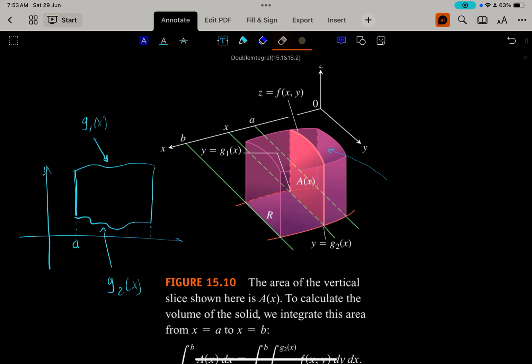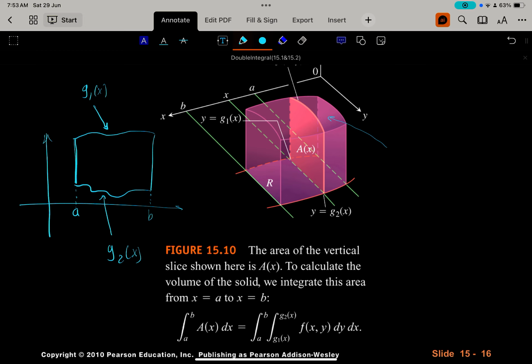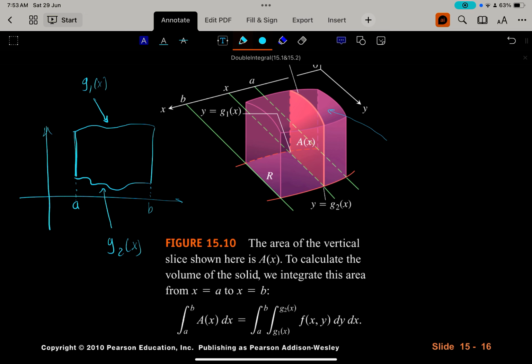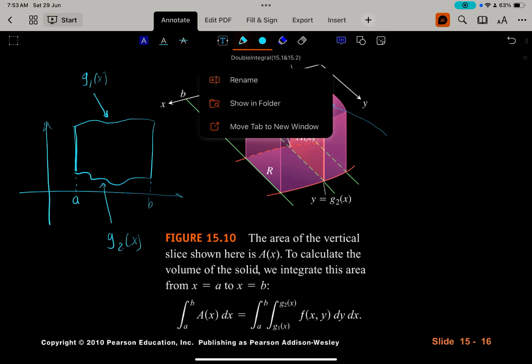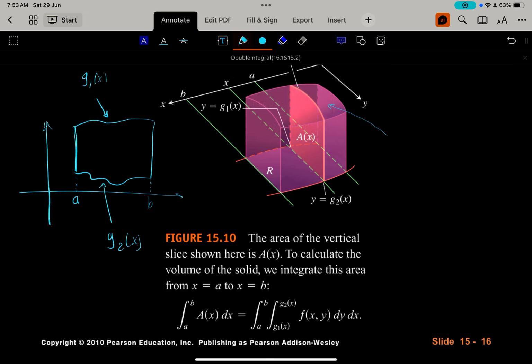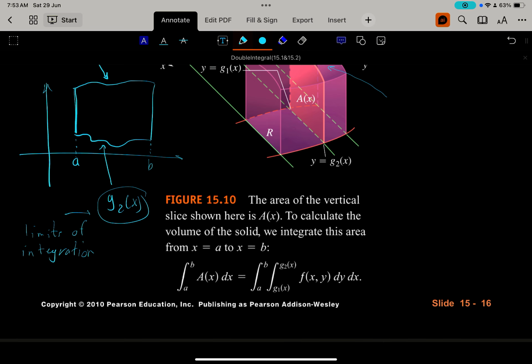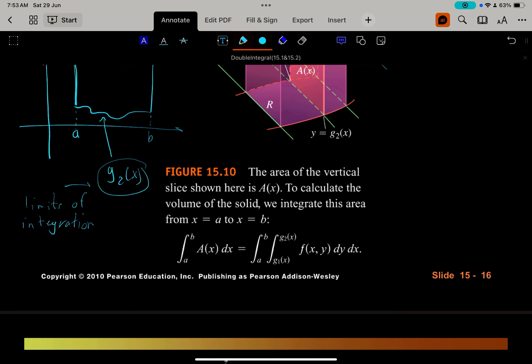So what would someone do in this situation? Well, what we can do is the following. We can treat the functions g1 and g2 as limits of integration. Now what do I mean by that? Well, it's exactly like it sounds. Limits of integration.